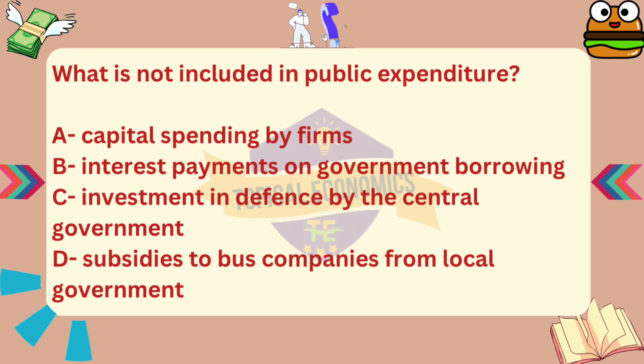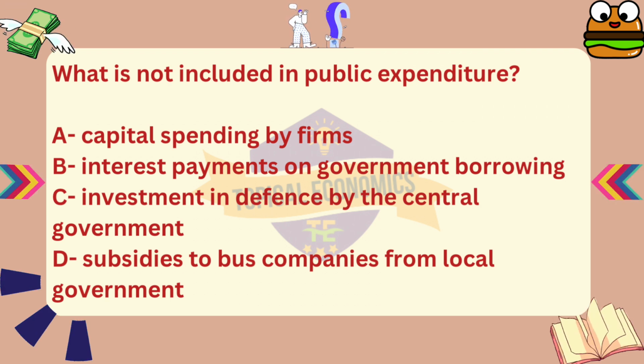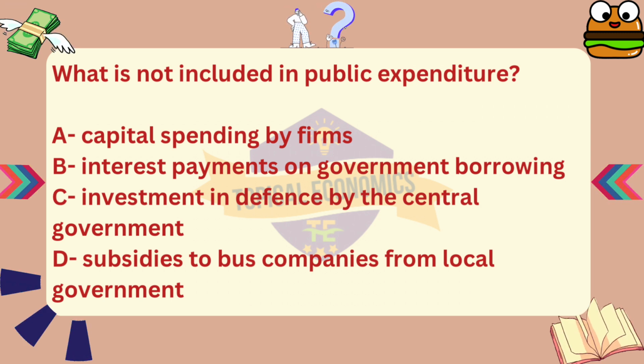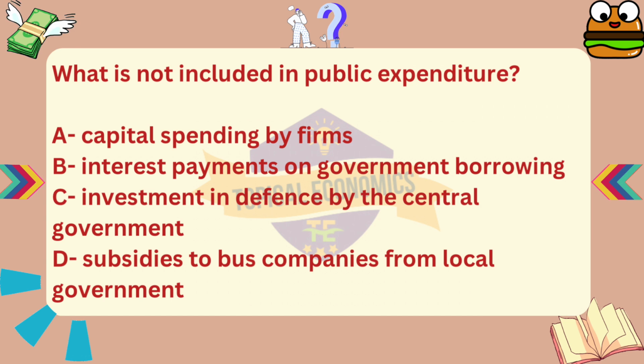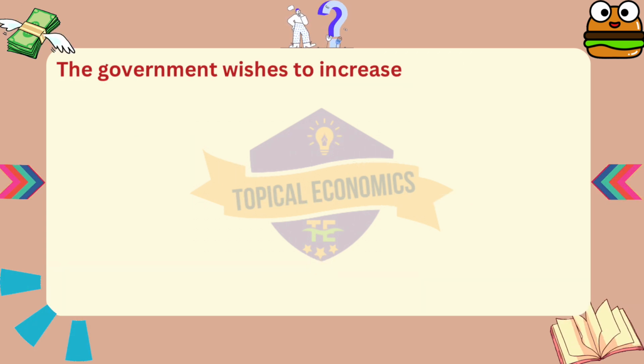In contrast, the other options, interest payments on government borrowing, investment in defense by the central government, and subsidies to bus companies from local government, are all examples of public expenditure. These involve government spending either to pay off national debt, fund public services, or support key industries for the public good. Therefore, capital spending by firms is the only item listed that does not fall under the category of public expenditure. Moving to question 20.